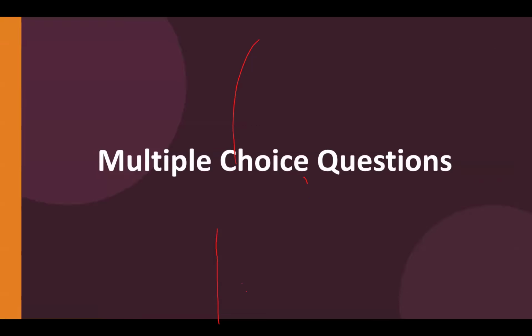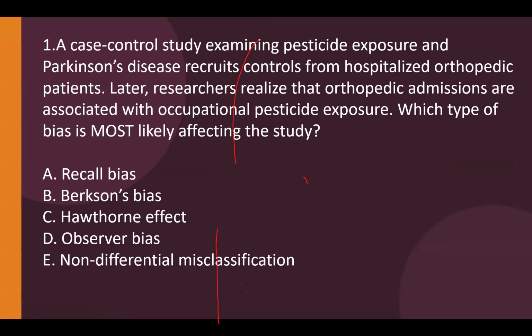Now we come to multiple choice questions. A case control study examining pesticide exposure and Parkinson's disease recruits controls from hospitalized orthopedic patients. Later, researchers realized that orthopedic admissions were associated with occupational pesticide exposure. Which type of bias is most likely affecting the study? Recall bias, Berkson's bias, Hawthorne effect, observer bias, or non-differential misclassification?